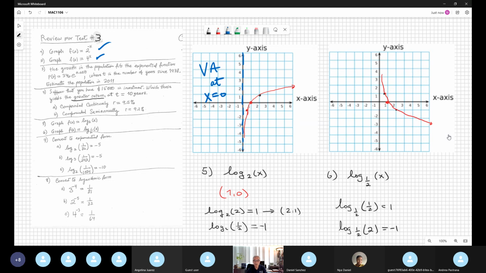Passing through this point, this point, this point. And don't forget, please, the famous vertical asymptote that any logarithm function has at x equals 0. Boom. The only difference is that this is increasing and this is decreasing, because the base is less than 1. Super cool.